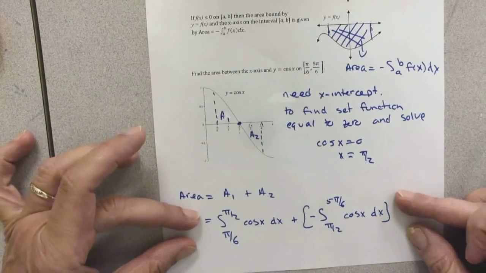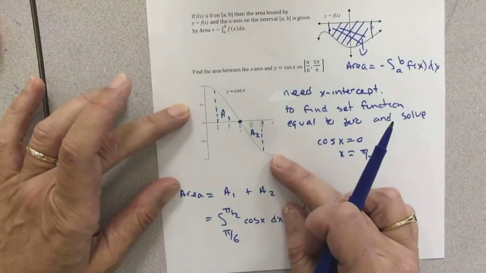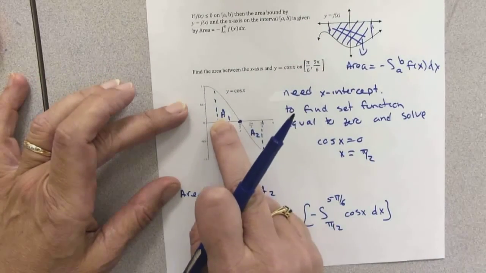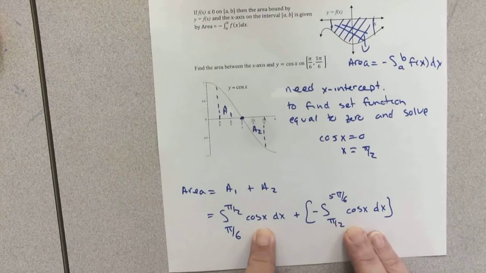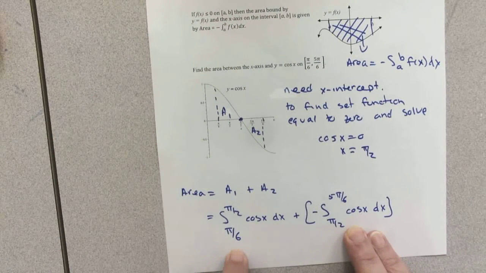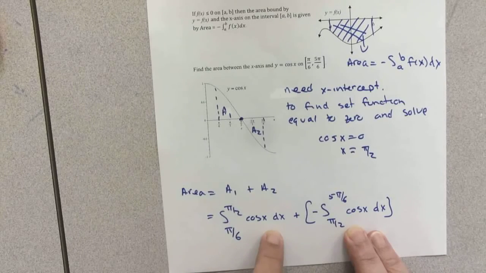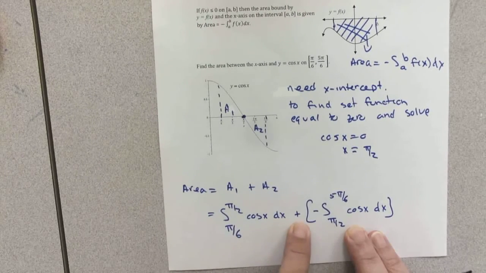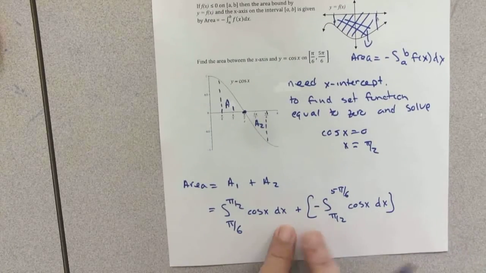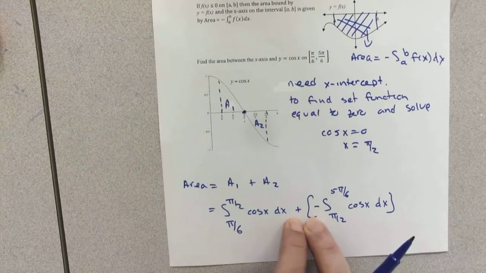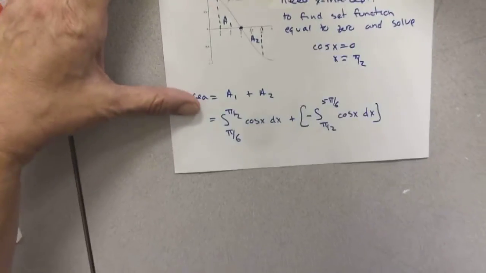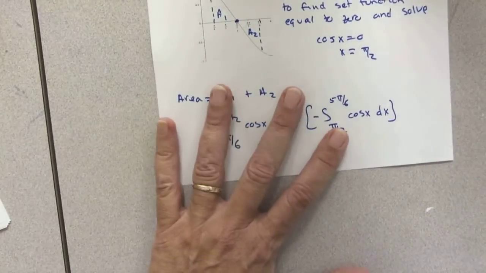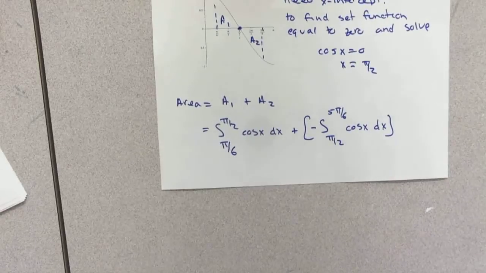Here's the new material. Finding that total area, since part of it was above the x-axis and part of it was below the x-axis, we needed two integrals. The one that's above the x-axis, pi over 6 to pi over 2 of cosine dx. And then below the x-axis, the opposite. Now, of course, on the next go-around, we're going to say plus minus is just subtraction. But there's the setup. Now, actually doing it.